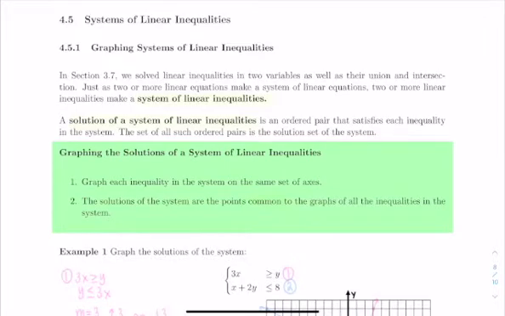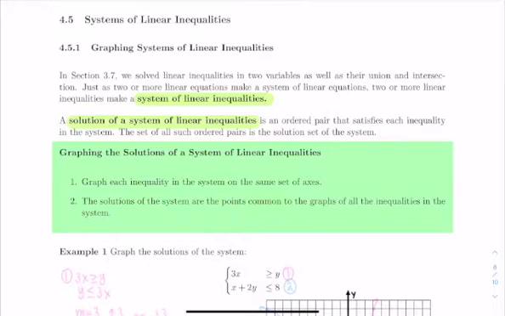In section 4.5, we talk about systems of linear inequalities. So in section 3.7, we solved linear inequalities in two variables, as well as their union and intersection. Just as two or more linear equations make a system of linear equations, two or more linear inequalities make a system of linear inequalities. A solution of a system of linear inequalities is an ordered pair that satisfies each inequality in the system. The set of all such ordered pairs is the solution set of the system.